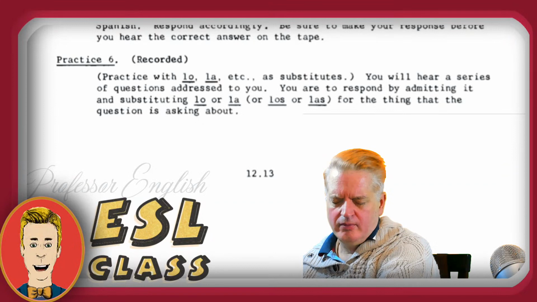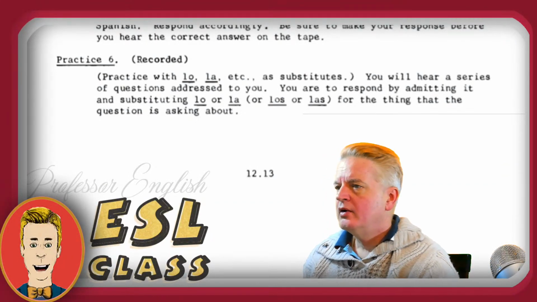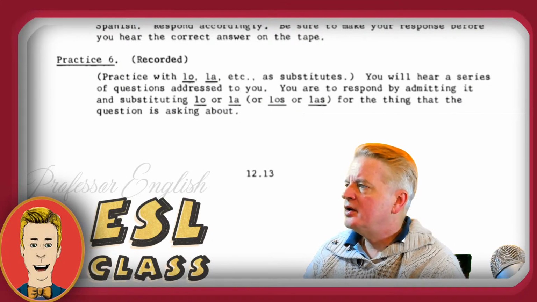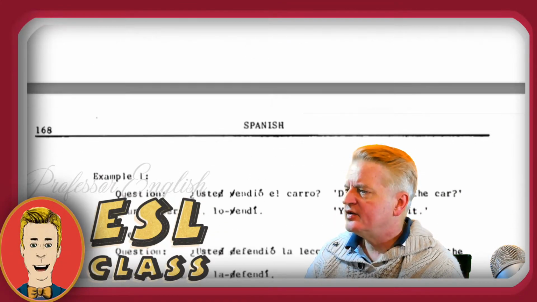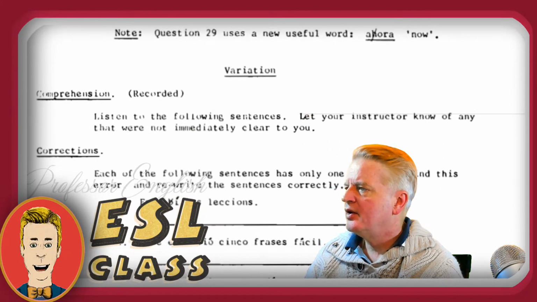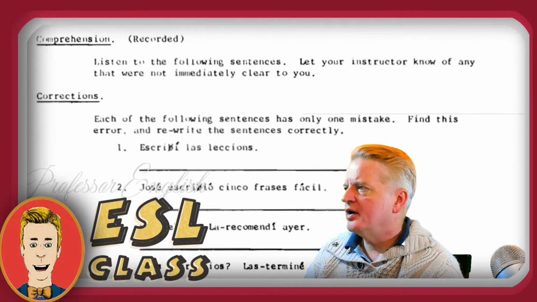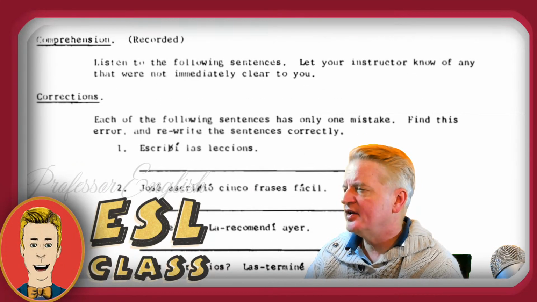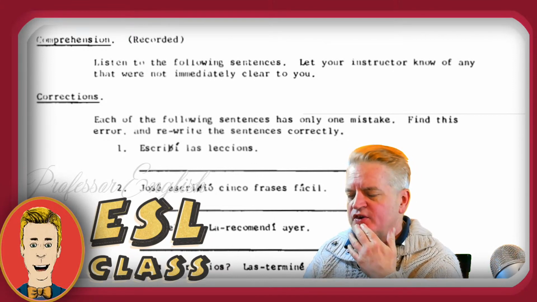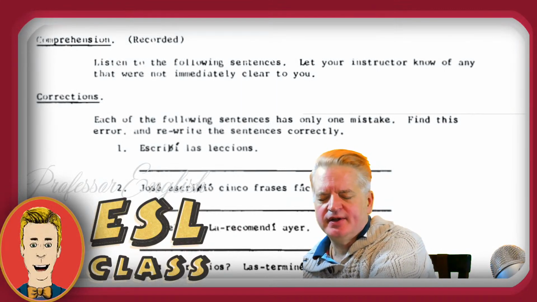Unit 12, Comprehension. Number 1. Comprehension. All right, so let's see. Listen to the following sentences. Let your instructor know of any that were not immediately clear to you. So we'll just repeat whatever we hear and translate.